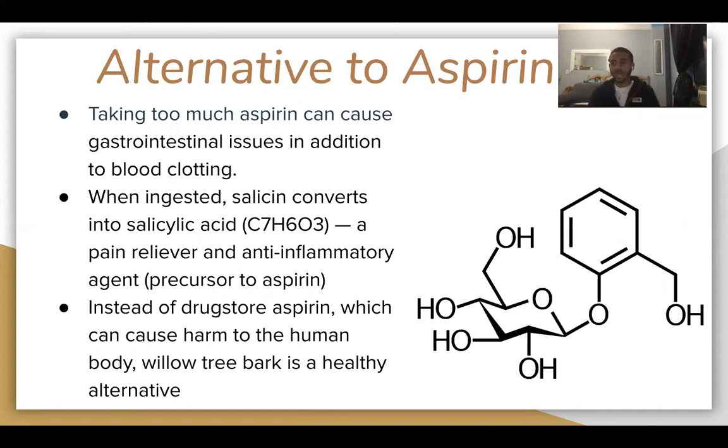Instead of using aspirin that is prescribed from pharmacies, willow bark can be a healthy alternative, because you can use it as a tea, or you can get willow bark extract, and it can be used as a way to reduce fevers or reduce pain, and it wouldn't do damage to your liver if you take it too much. But also, you should be wise when taking it.